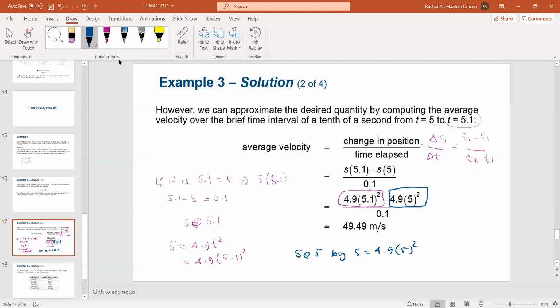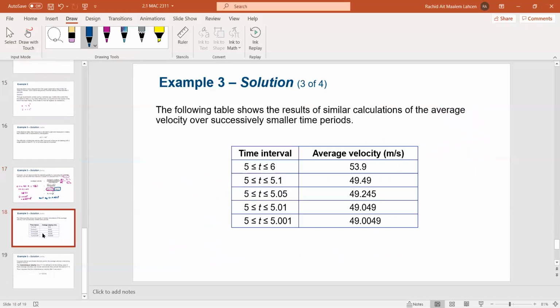And one more slide to explain: if you take the time between 5 and 6, and then 5.1, we find 49.49. But if you make the interval a little bigger, you see how you deviate from 49.49, but you get close to it as the interval gets smaller. That's the purpose of this table: to understand and compare the result we found with how it is affected by the intervals.